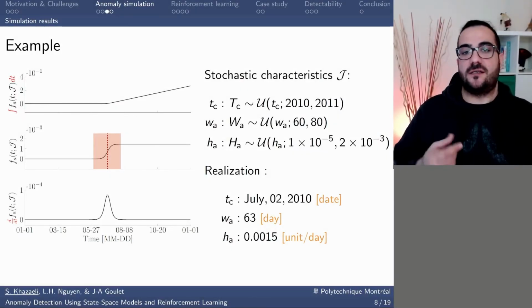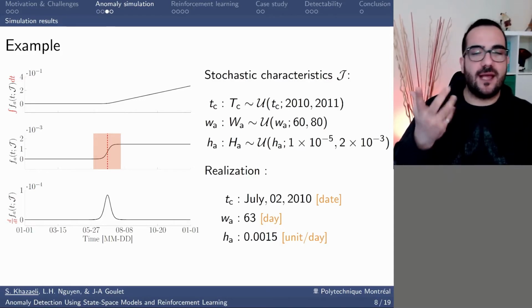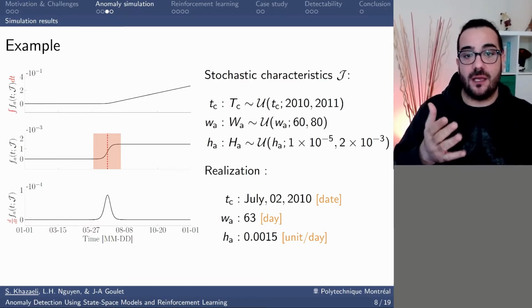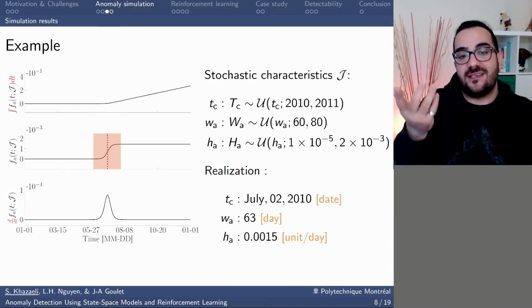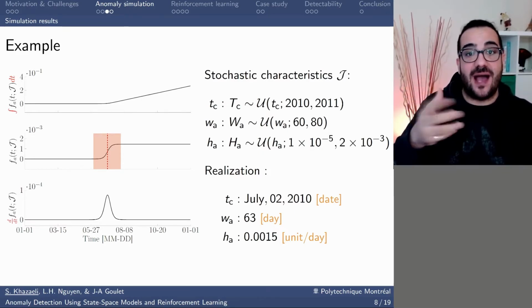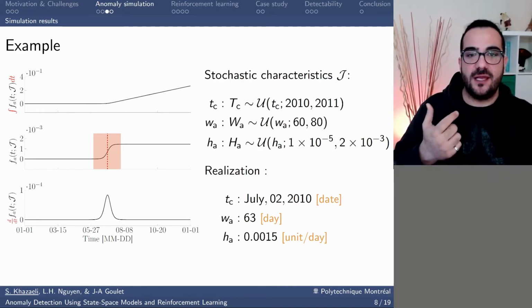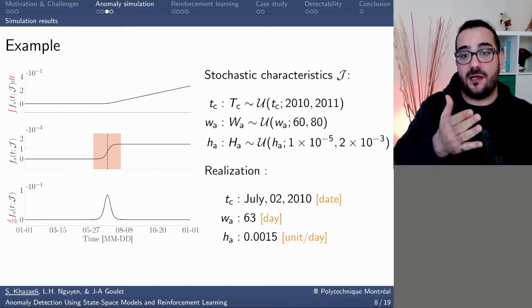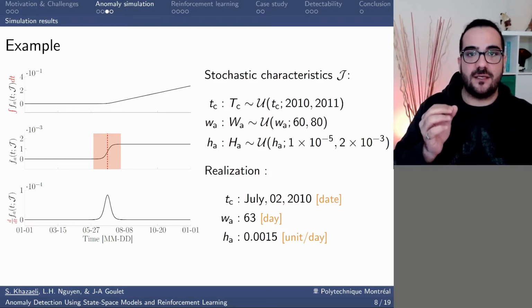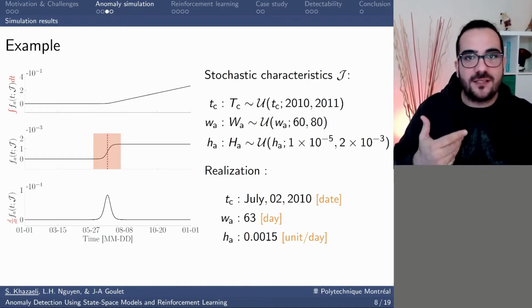For example, let's consider that the center of the anomaly is a random date sampled from a uniform distribution between the years 2010 and 2011. The anomaly width, or non-stationary period, is a random number of days sampled from a uniform distribution between 60 and 80 days. So this is basically the value of the anomaly width that we want to sample from this uniform distribution. And finally, the height of the anomaly is sampled from a uniform distribution between 10 to the minus 5 and 2 times 10 to the minus 3, and the unit is millimeter per day, or whatever unit that you have based on your measurement.